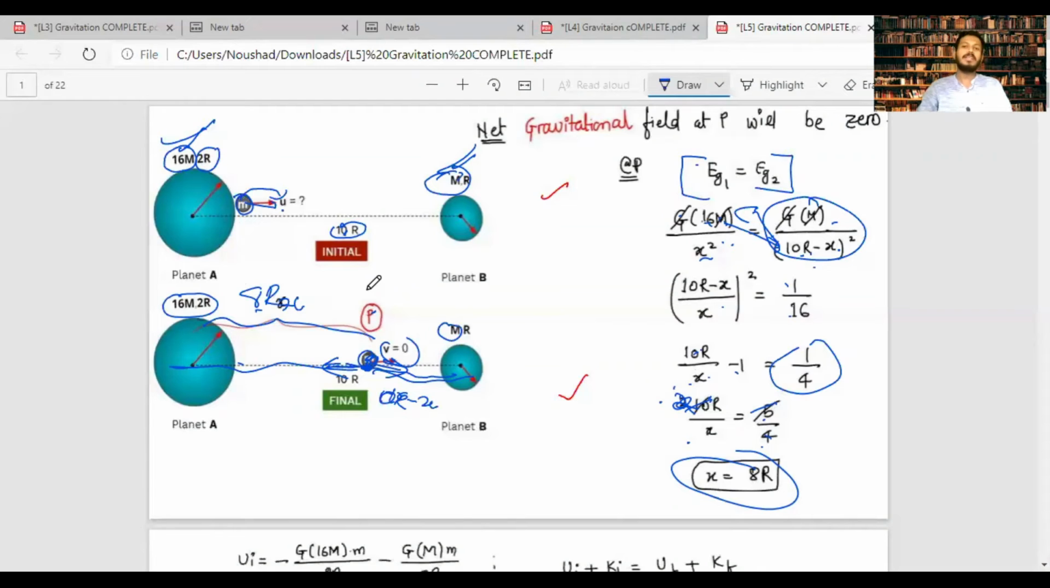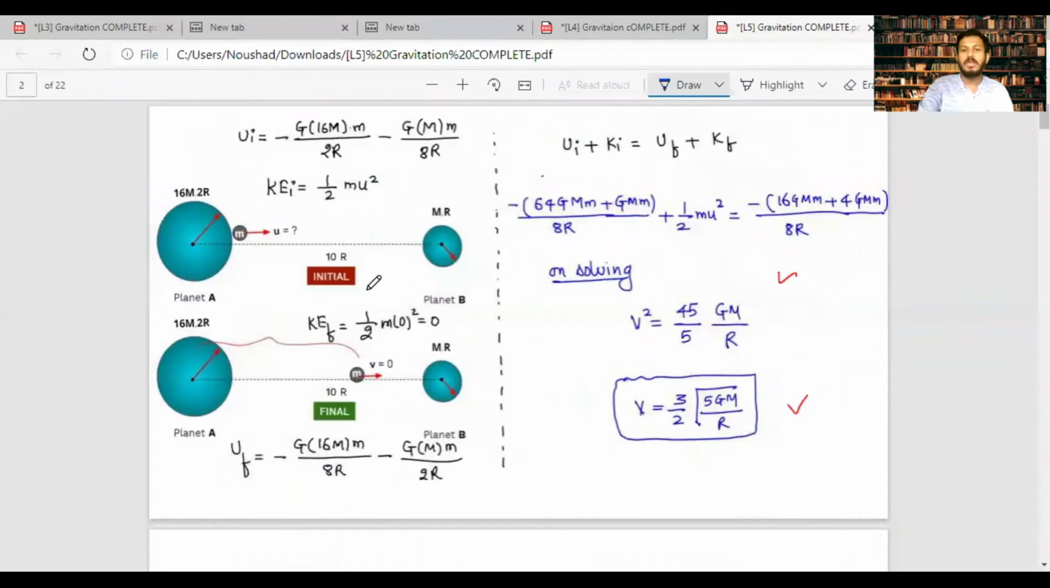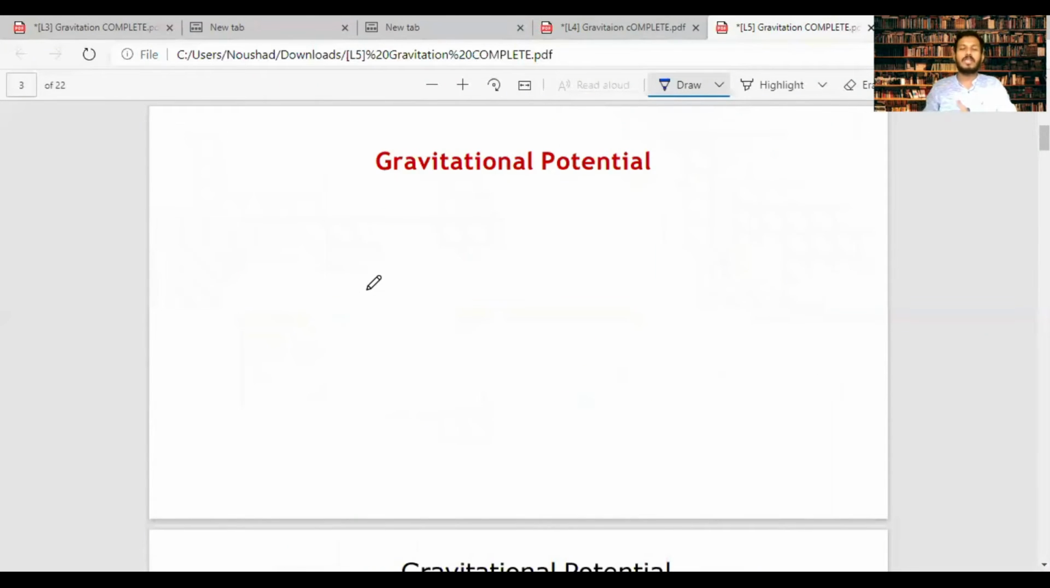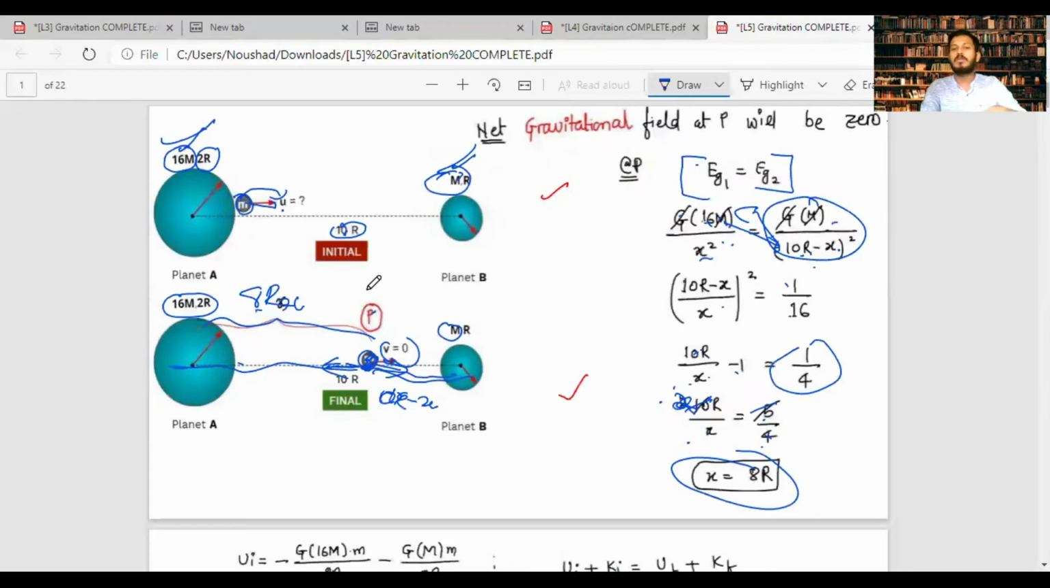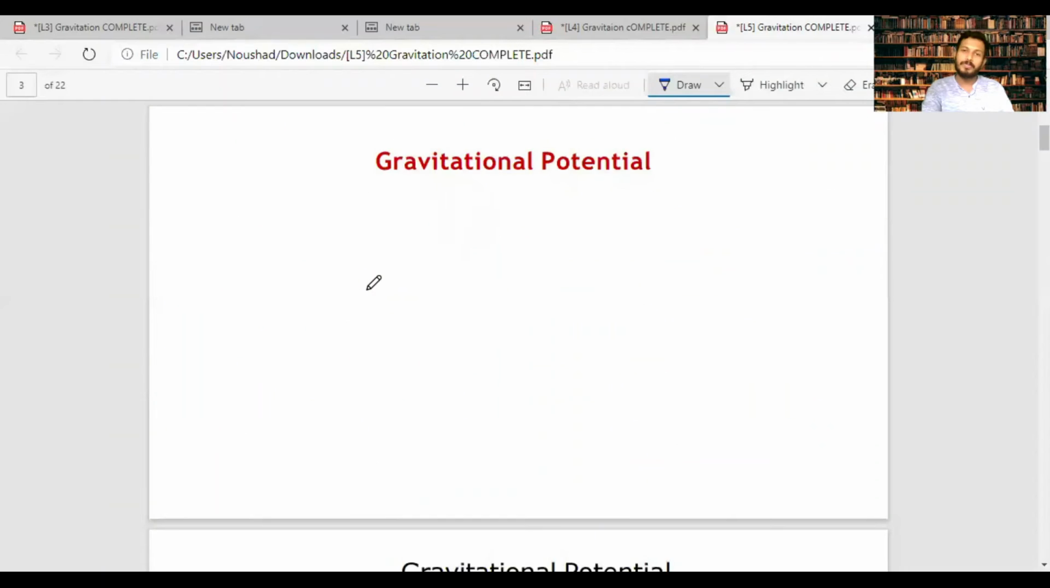So what is the meaning of this question? In this question, there is a point between two bodies where the gravitational field intensity is 0. Yes. Why? Because of the equal force experienced or exerted by those two bodies on another body of small m. How can we calculate it? I'm showing that it can be calculated by these steps, and x is equal to 8r.